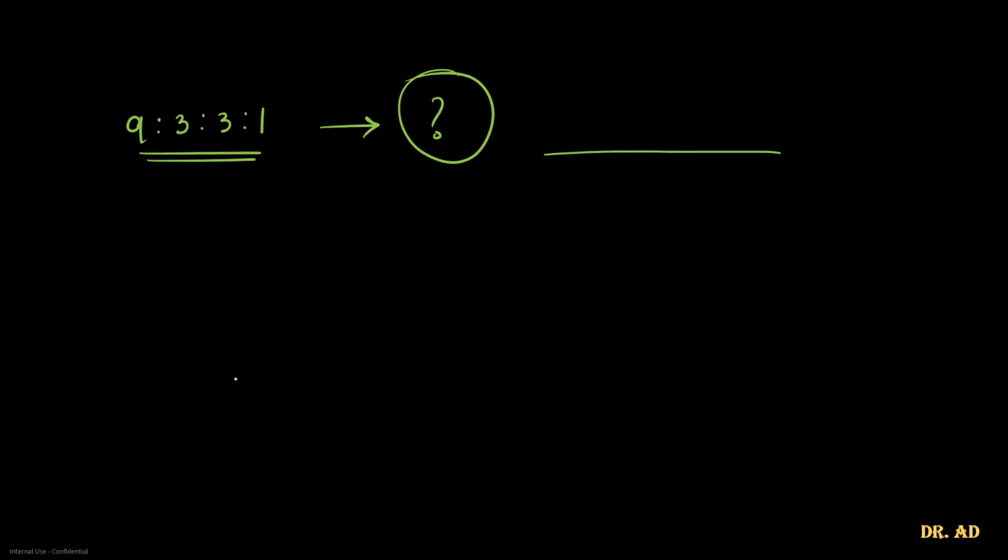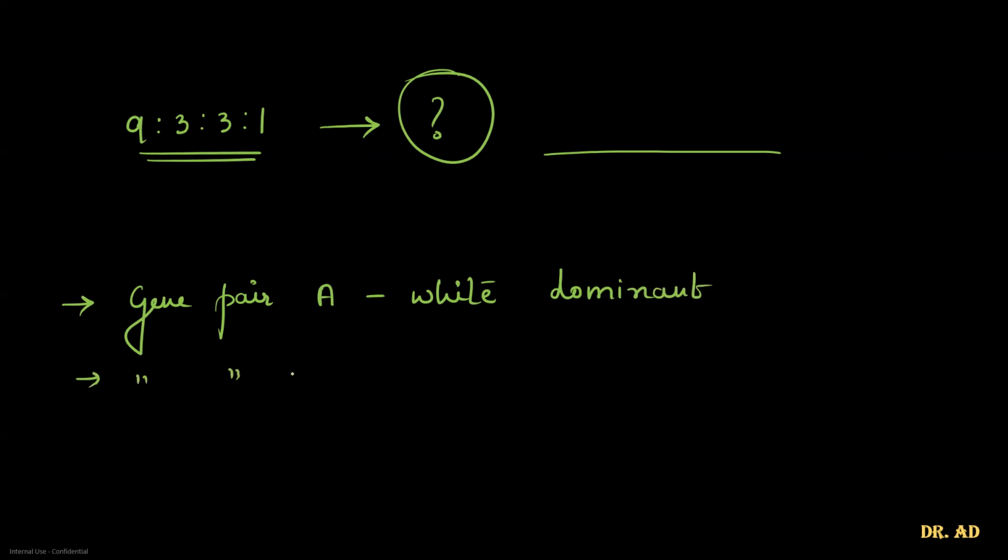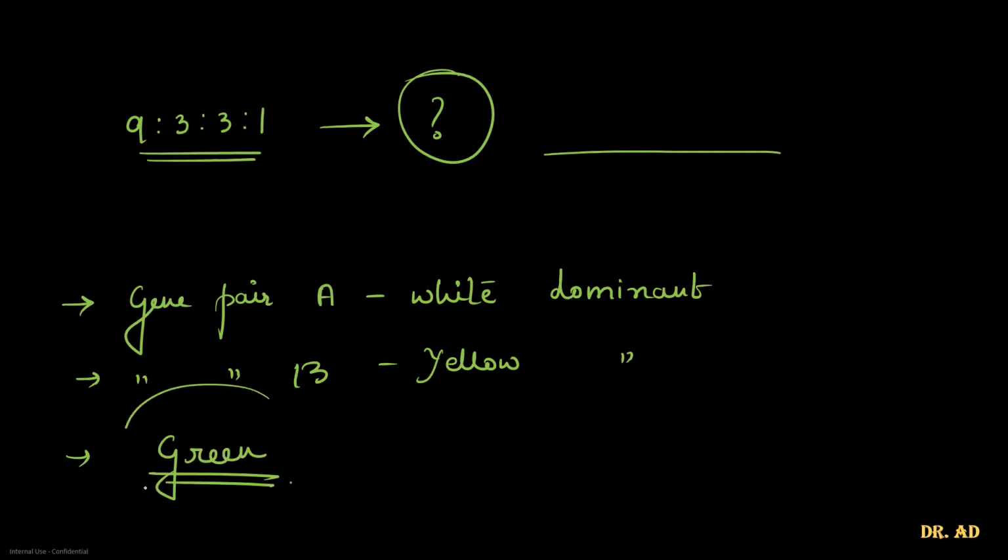Therefore, see here, let's write the condition as we do it for the other crosses. Gene pair A is controlling white, or white dominant, we can write. Okay. Gene pair B, yellow dominant, right? One more color comes here, that is green. Now we will see what is governing this green color?